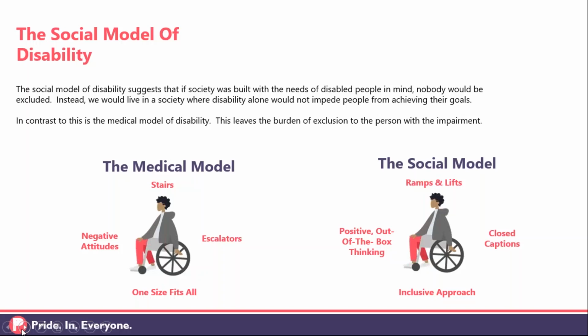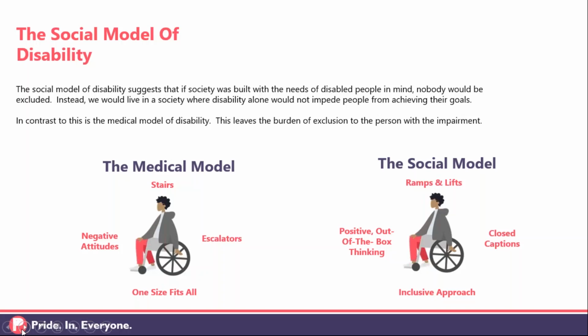So I'm just going to read these slides. So the social model of disability. The social model of disability suggests that if society was built with the needs of disabled people in mind, nobody would be excluded. Instead, we would live in a society where disability alone would not impede people from achieving their goals. So before I go on to explain the next, in summary, it means that it's not the impairment that disables a person. So in my situation, it's not the fact that I'm a wheelchair user and all 4 of my limbs are affected that stops me from getting up a flight of stairs. It's that, or getting up to the first floor, I should say.